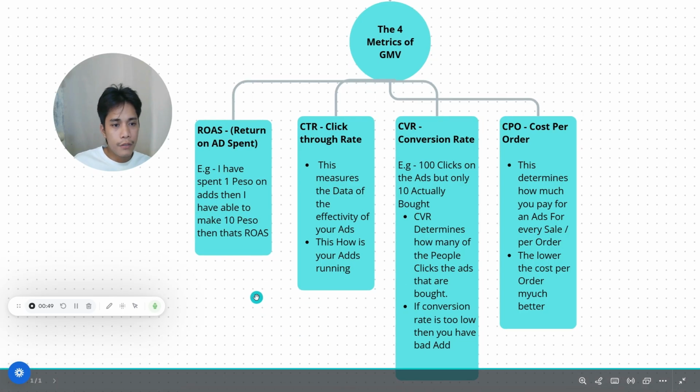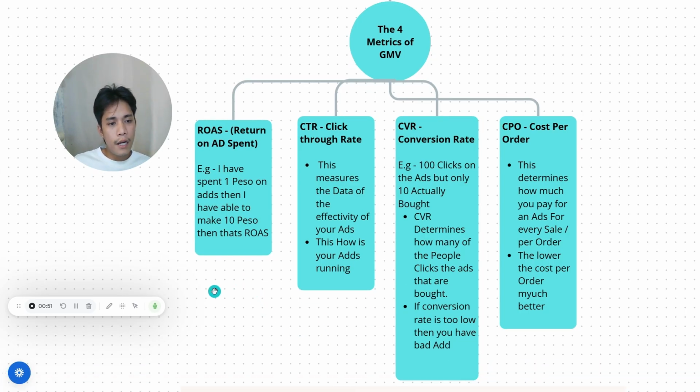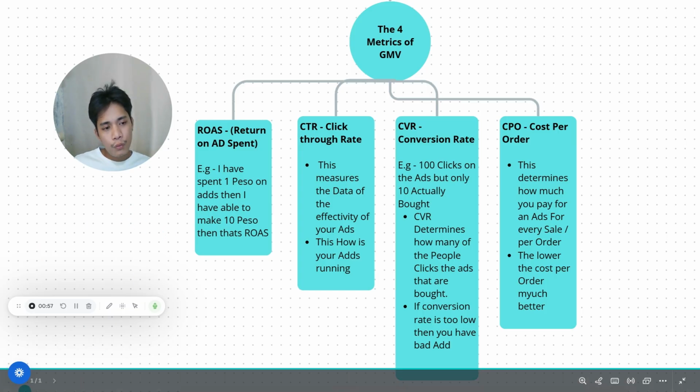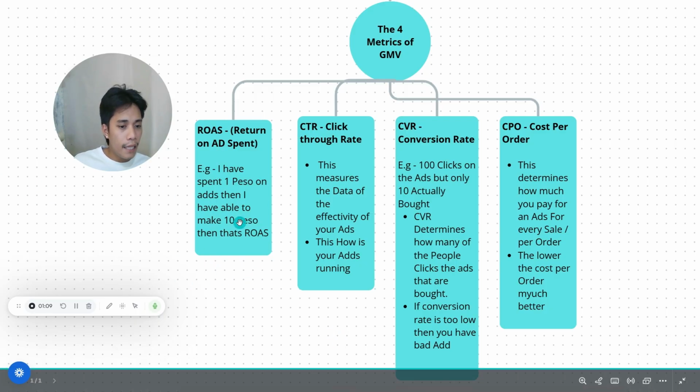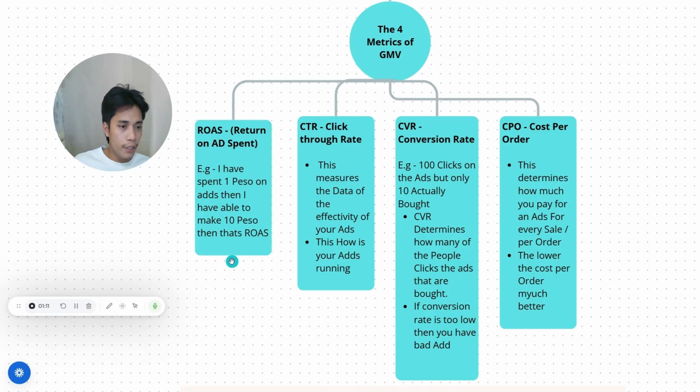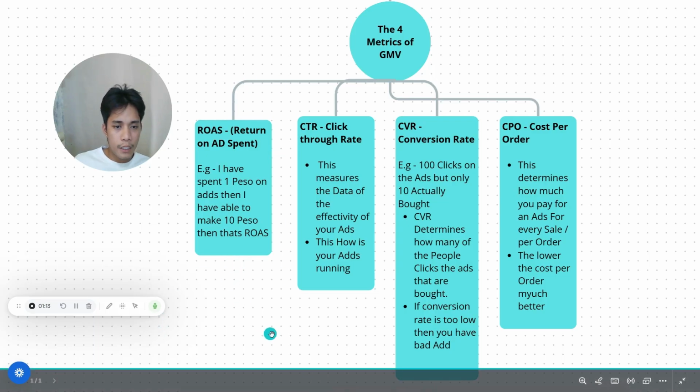First in the metrics we have ROAS. It's called return on ad spend. So how are you going to calculate ROAS? For example, I have spent 1 peso on ads, then I was able to make 10 pesos because of that ad. That's your ROAS already, the 10 pesos. So yeah, it's pretty simple.